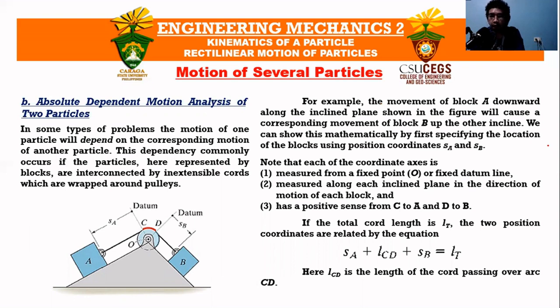For the second part of motion of several particles, we have absolute dependent motion analysis of two particles. So this is actually for the pulley system. In some types of problems, the motion of one particle will depend on the corresponding motion of another particle. This dependency commonly occurs if the particles, here represented by blocks, are interconnected by inextensible cords which are wrapped around pulleys.